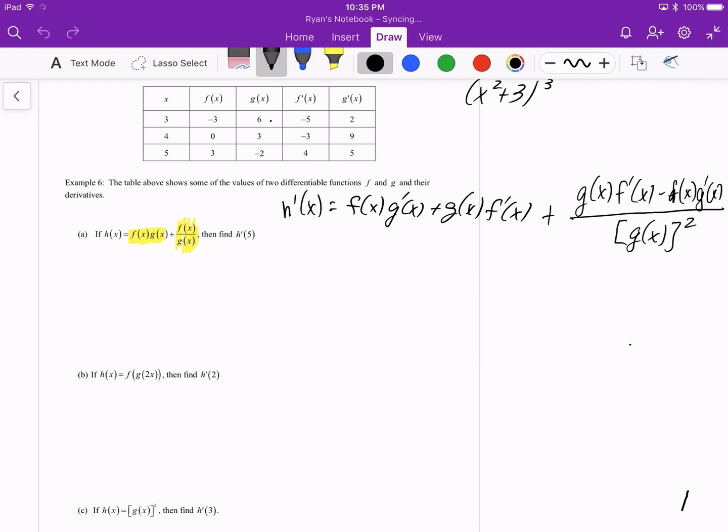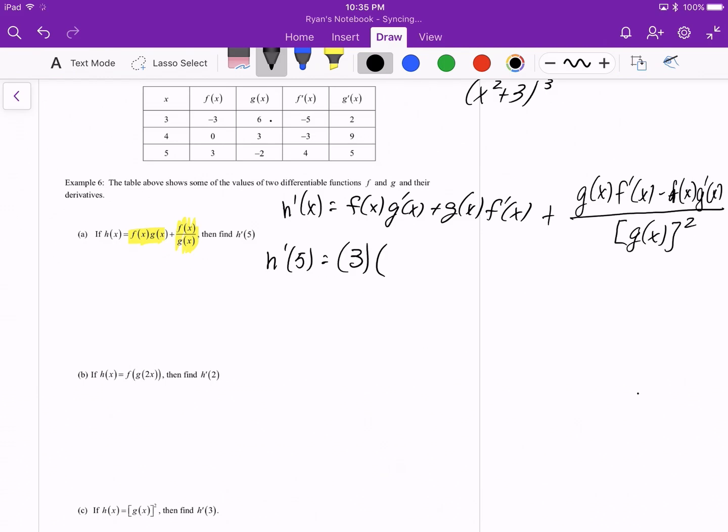Okay, the next step would be plugging 5 into all of these x's. Okay, I think you guys can probably do that on your own. And so what I'm going to do is I'm just going to go ahead and skip to calculating the values by plugging in from the table. So h prime of 5 is going to equal, the first thing is going to be f of 5. So f of 5, if I look at the table, is 3.